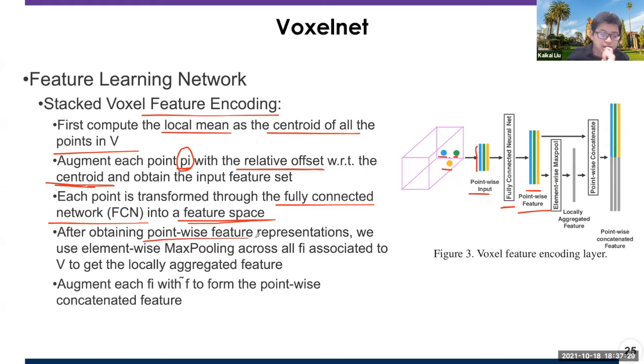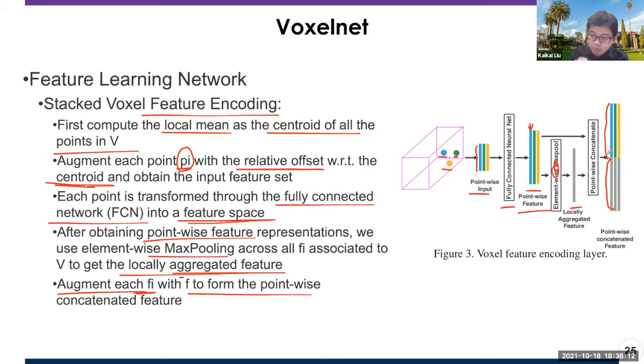After they get a point-wise feature representation, they do element-wise max pooling. Get some locally aggregated feature, and then augment each point with this augmented feature. That means previously one point only had its localized feature. Right now we do the max pooling process, get the locally aggregated feature, then the locally aggregated feature can be added back to the individual points. So individual points can have more features. And this point not only has local feature, it also has global, nearby feature, contributed by the max pooling.